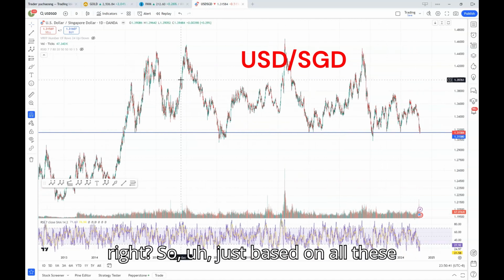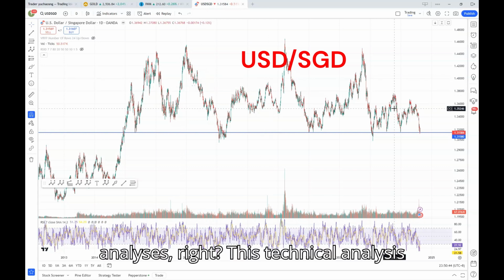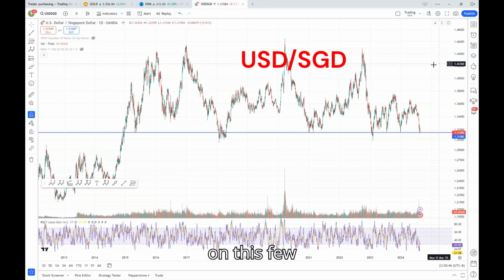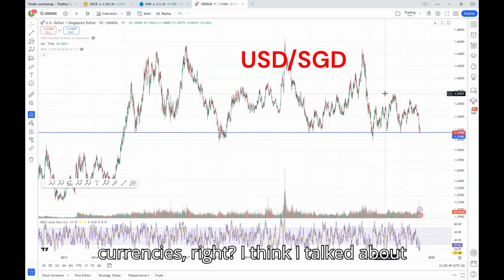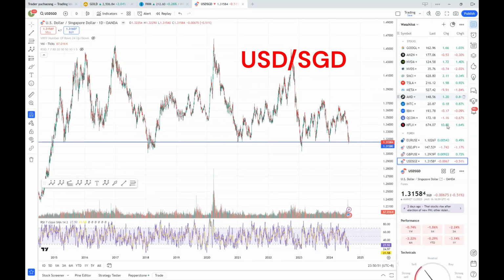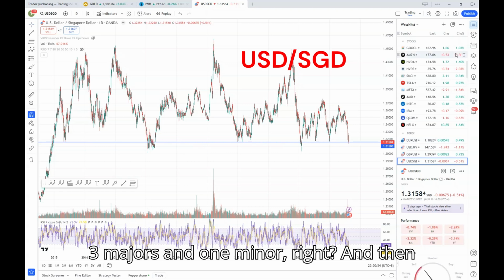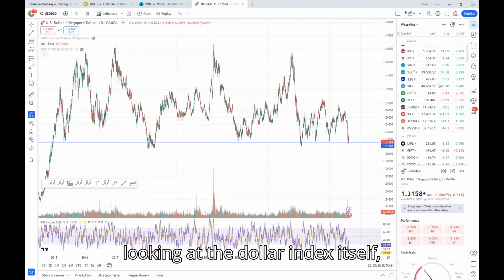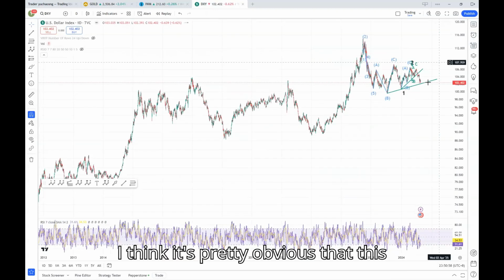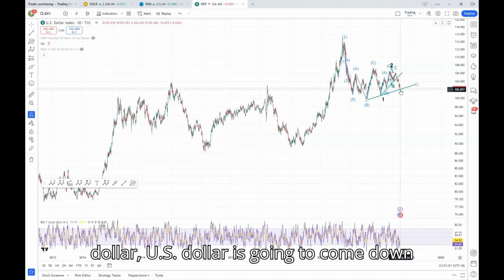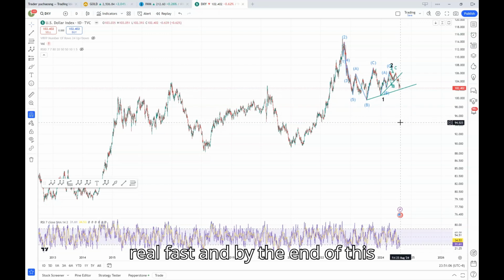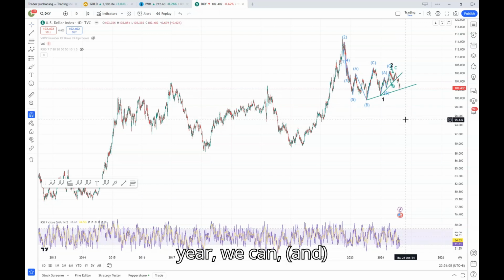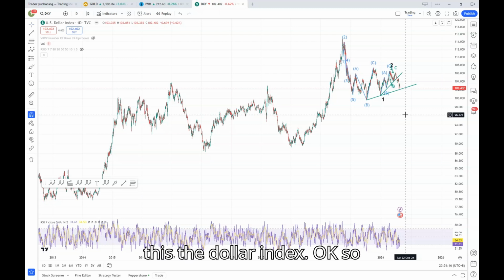So just based on all this technical analysis on these few currencies, I talked about three majors and one minor. And then looking at the dollar index itself, I think it's pretty obvious that the US dollar is going to come down real fast. And by the end of this year, we could probably see 95 for the dollar index.